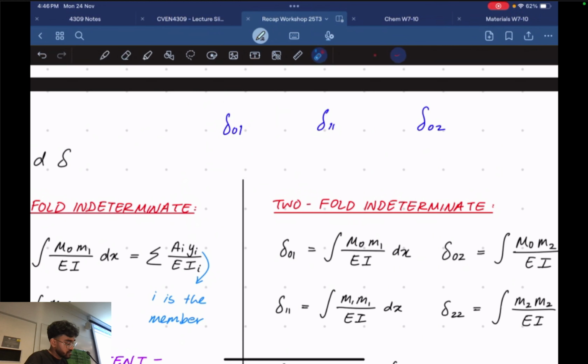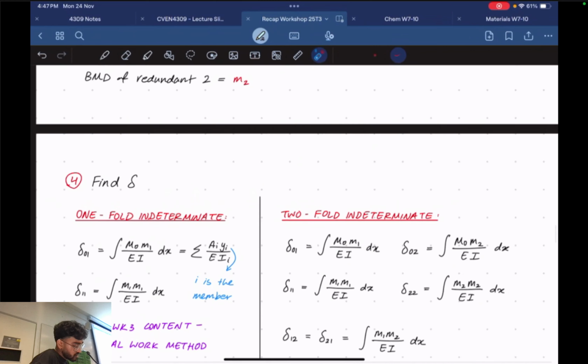For 1, 1, that just means you're using the redundant structure twice to analyze it. So you've got to find a moment equation for your redundant structure, and you're going to have to square it essentially. 0, 2 is just you're analyzing your primary structure and your second redundant structure. 1, 2 means you're doing your first redundant structure and your second redundant structure, which is in fact equal to 2, 1 as well. It's just identity. I'll explain this better with an example.